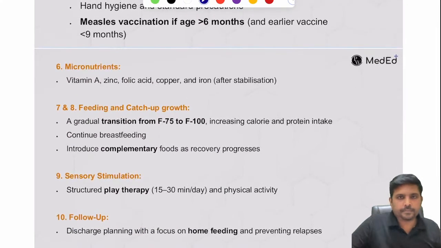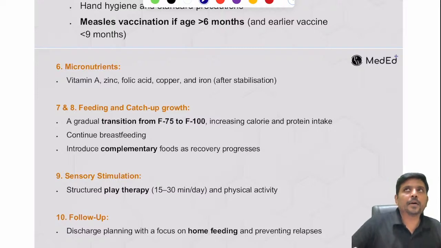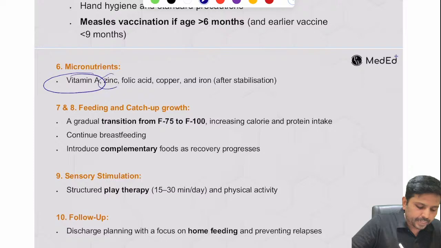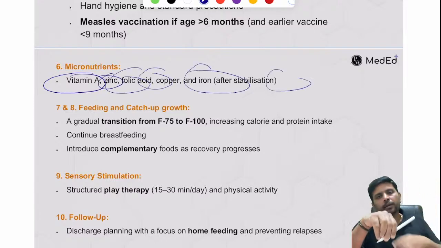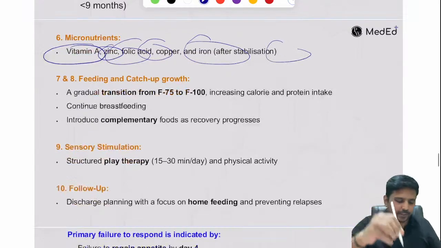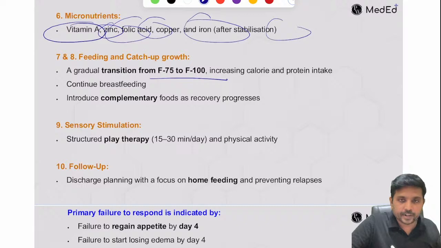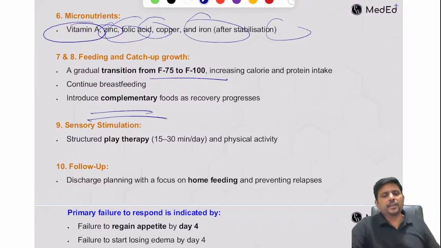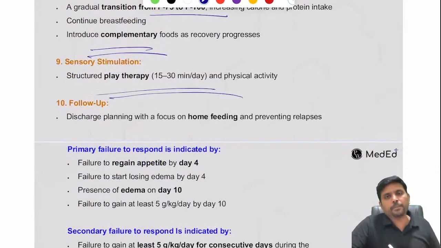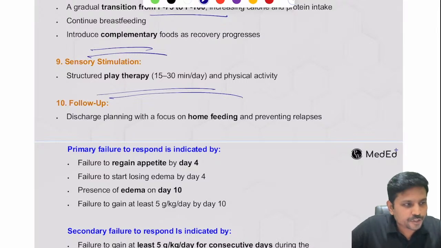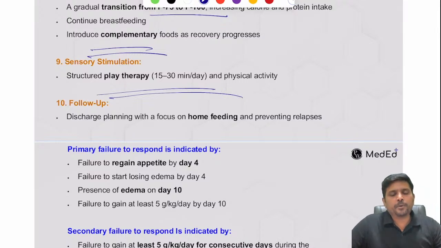Apart from that, what else will you give in the consolidation or maintenance phase? Vitamin A, zinc, folic acid, copper, iron also. Okay, so initially, as I told you, F75 formula, then followed by F100 formula, then the complementary phase. Structured physical play, not giving a mobile phone. Structured physical play for about an hour per day for 1 week.